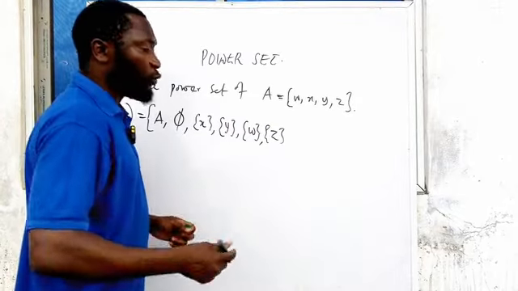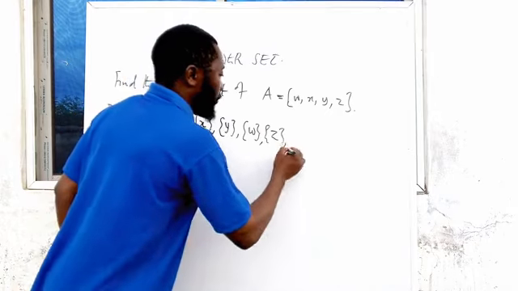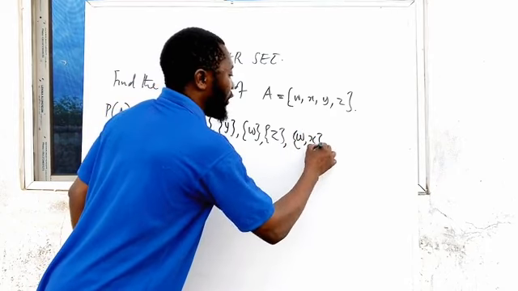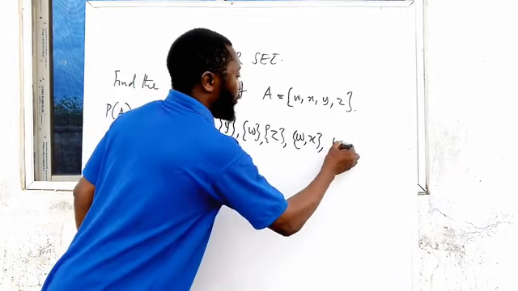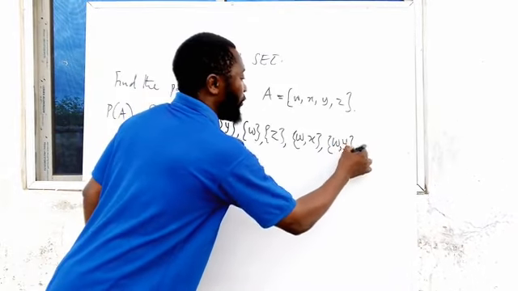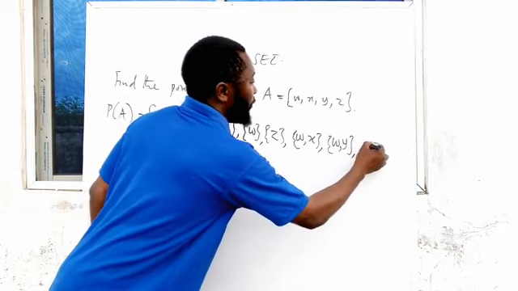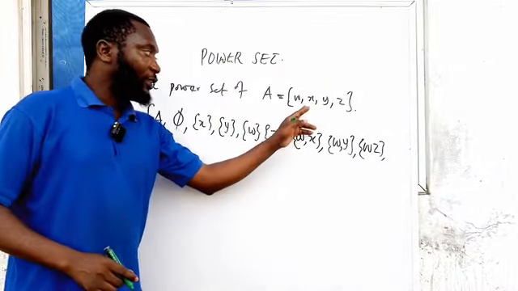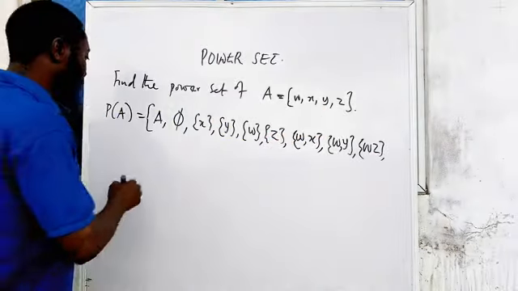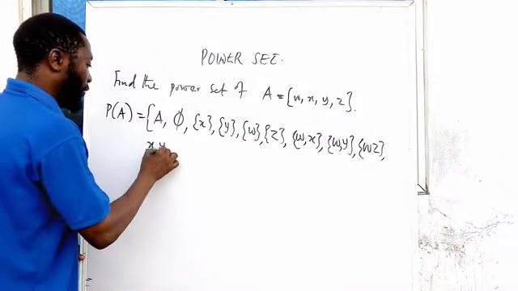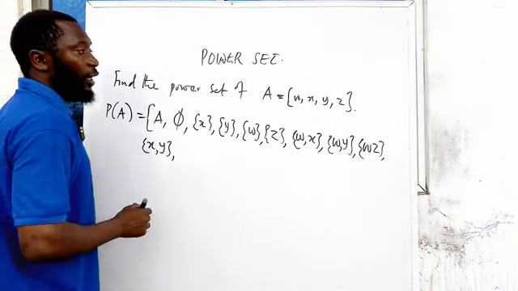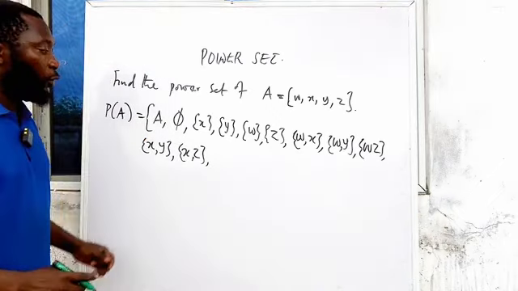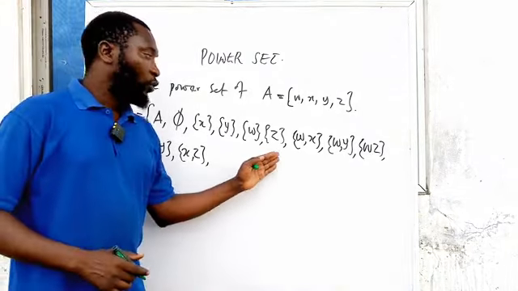Now, another one is when you combine 2 together. So let's do it this way. Let's take W and X at a time. So here is another subset. W and Y, so that's another subset. Then W and Z, that's another subset. We move on. Now, let's take X and Y and X and Z. So X, Y is also a subset. X and Z is also a subset.